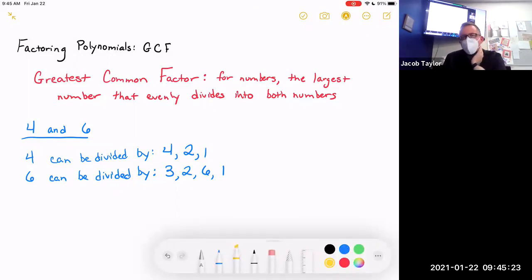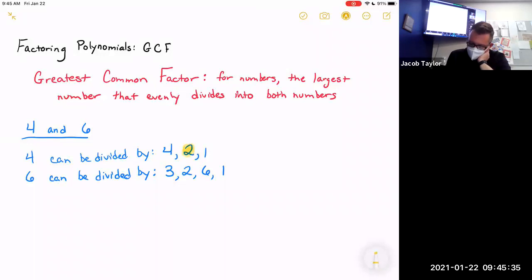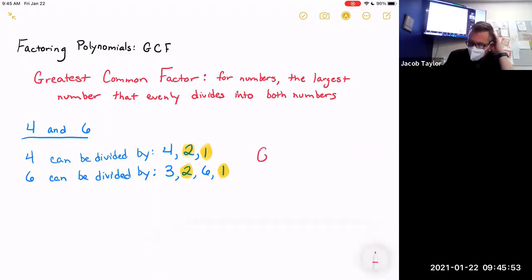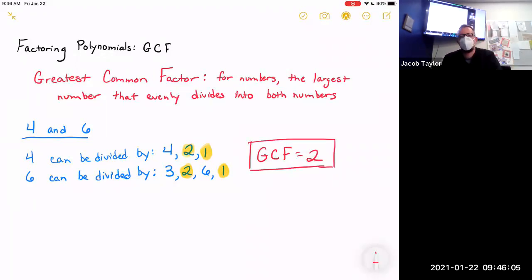So let's go and see what numbers appear in both lists. So the number 4 can be divided by 4, but 6 can't. Number 4 can be divided by 2, and 6 can, so 2 is a common factor. And the other number that appears in both lists is 1. So 2 is a common factor and 1 is a common factor. But the greatest common factor, or GCF, the common factor that is largest, is 2. So the greatest common factor of 4 and 6 is 2.